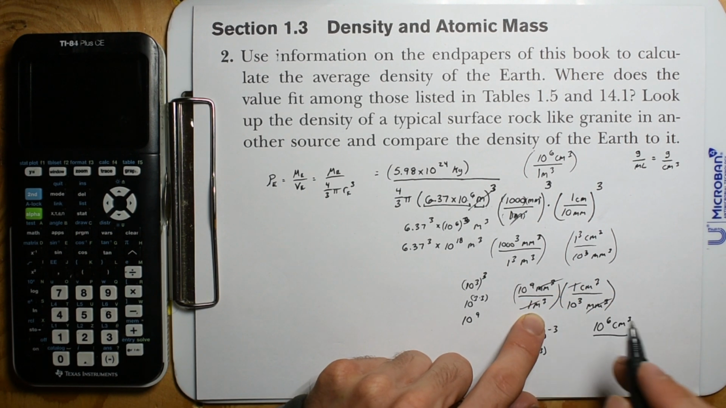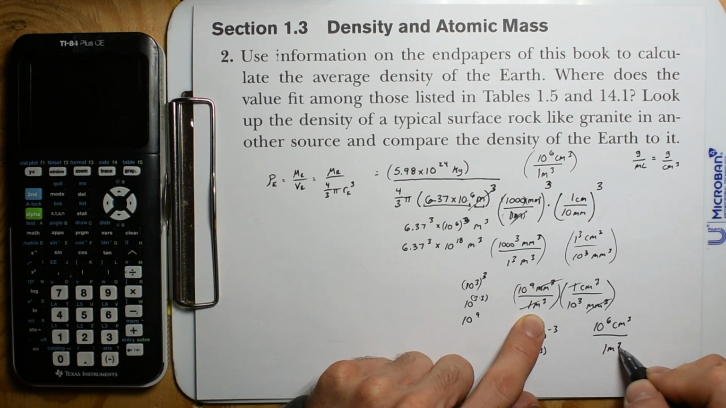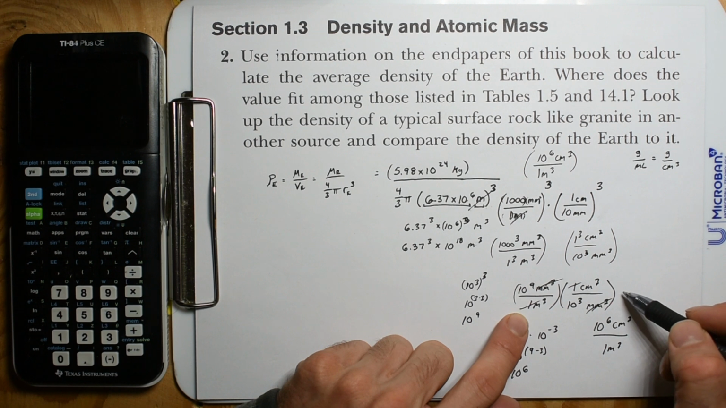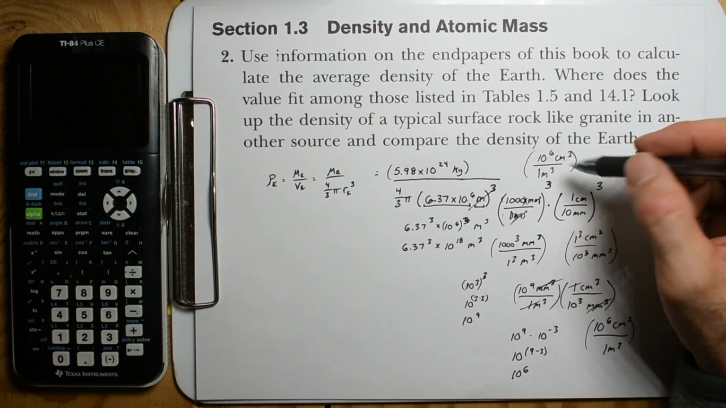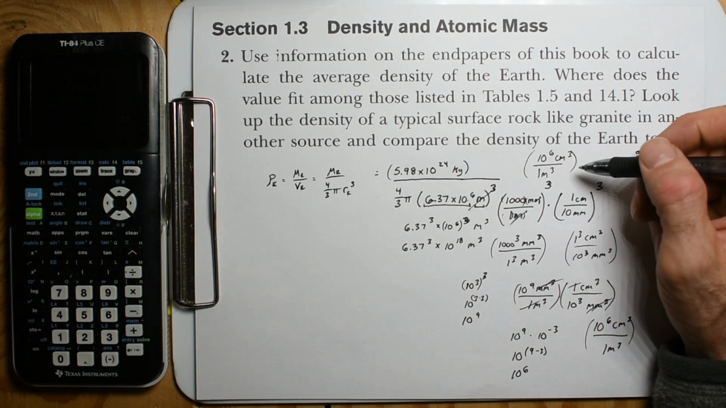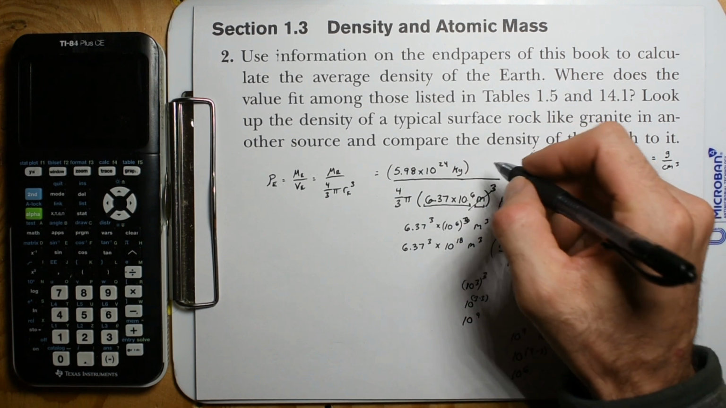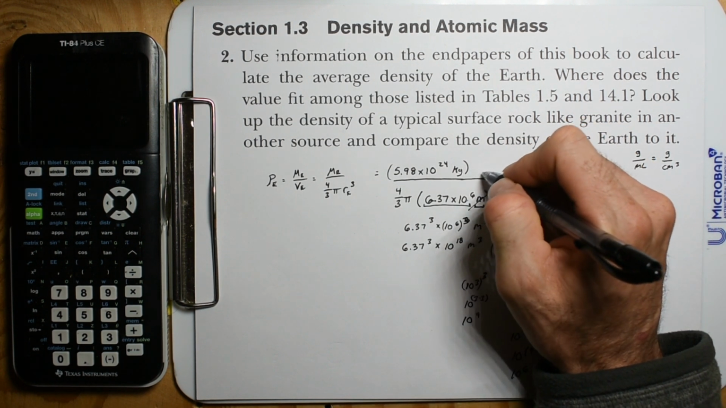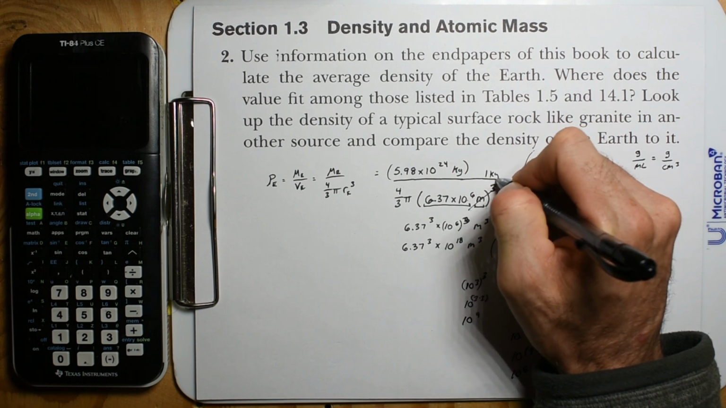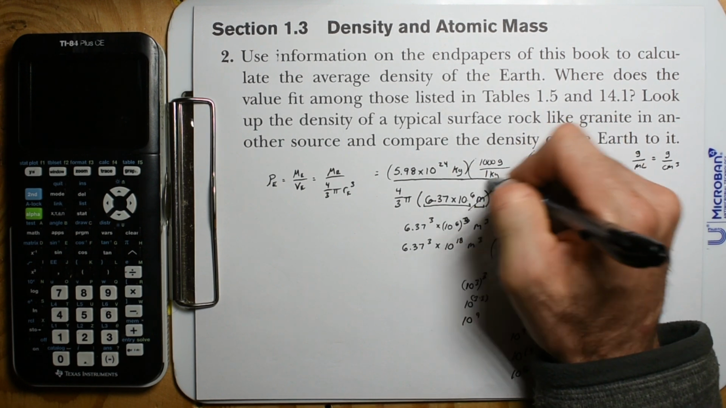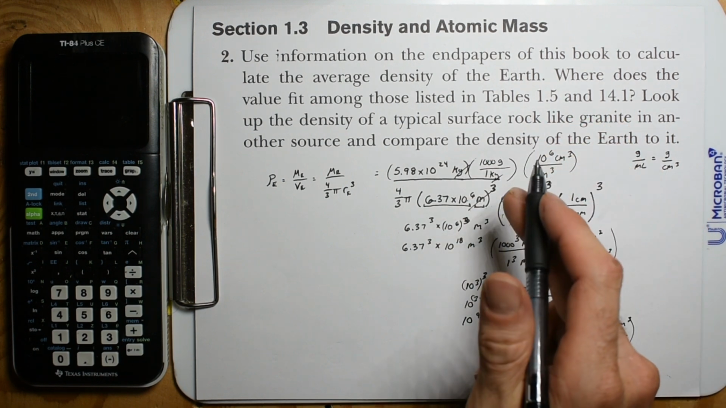Downstairs, we're going to have 1 meter cubed. Yep, so everything else cancels. You know what I mean? And so there's our conversion factor. And then for the kilograms, we need kilograms downstairs, so we'll have 1 kilogram downstairs, and then 1,000 grams upstairs.